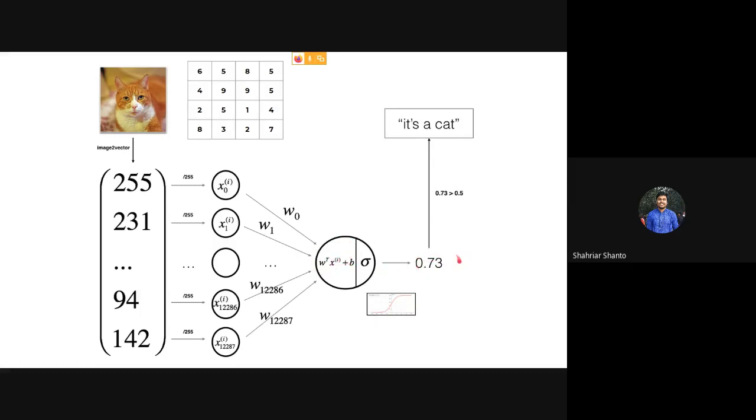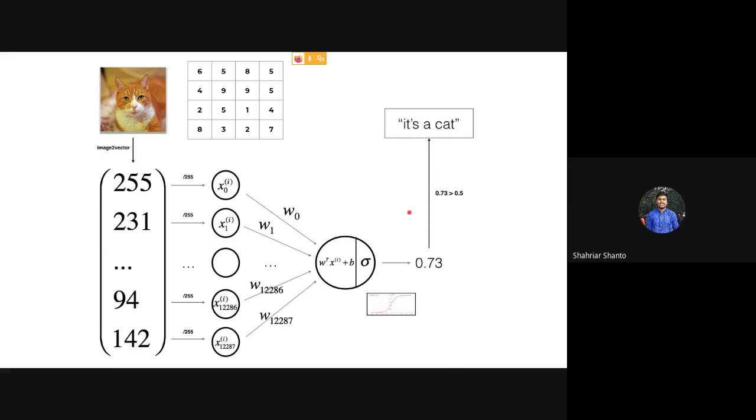So what does this value mean? Because we used a sigmoid function, this value is between 0 and 1. So when it is 0.73, it means the neural network is 73% confident that the image that we gave it was a cat. So if it is greater than 0.5, we can say it's a cat.